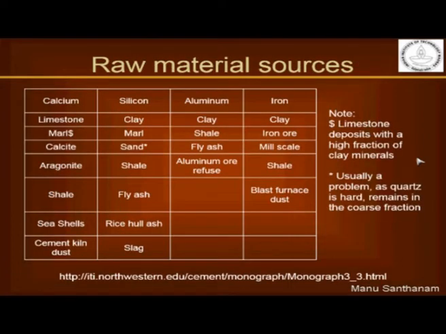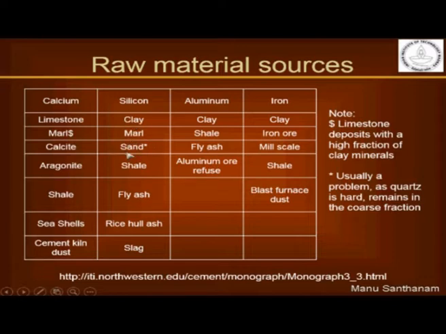Now where do these raw materials come from? There are several sources. If you look at calcium or calcium oxide, it comes from limestone, it comes from marl. Now marl is nothing but limestone with a high fraction of clay minerals. So it's already limestone which has clay as an impurity, so that's marl. And then you have calcite, naturally occurring calcite or aragonite, which are basically calcium carbonate forms. You can also get it from shale, seashells, and sometimes even from the dust that comes out from cement kilns. It's called the cement kiln dust. Okay. Silicon or silicon dioxide is obtained from clay, from marl.